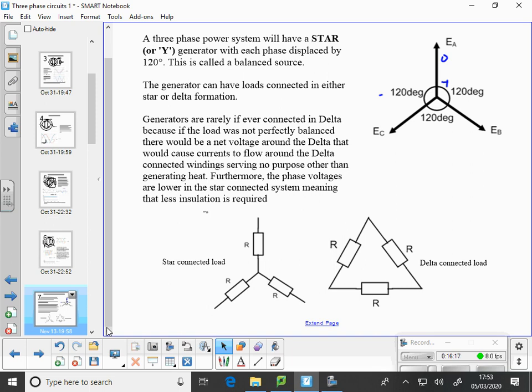Anyone not come across star and delta before? At all, ever? No? You have or not? You've never heard of it before? No, not in work, but in learning you have. Oh, okay, because they're three-phase generators that you're building, aren't they? Yeah.